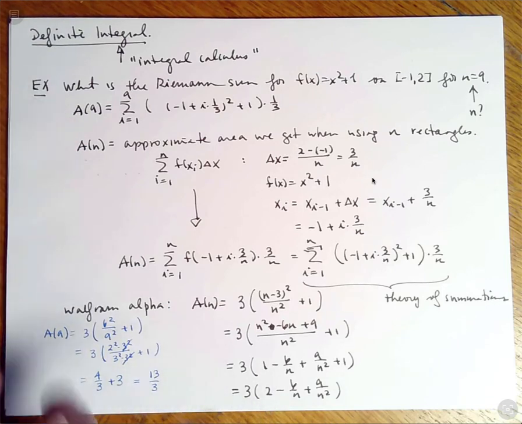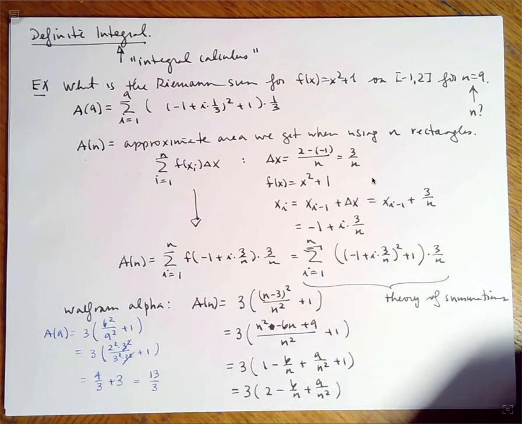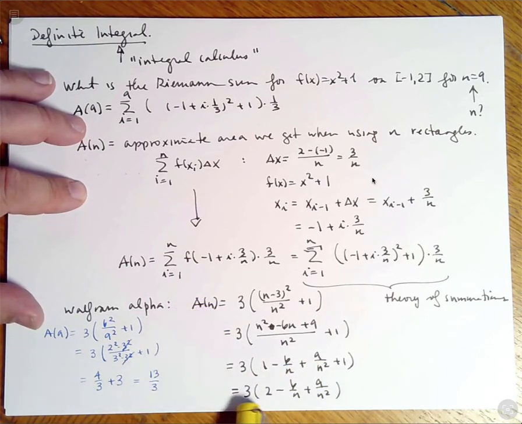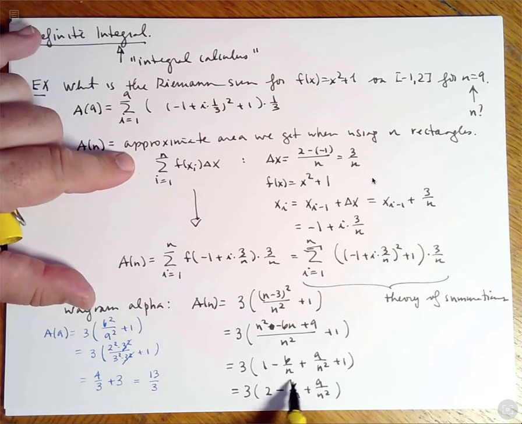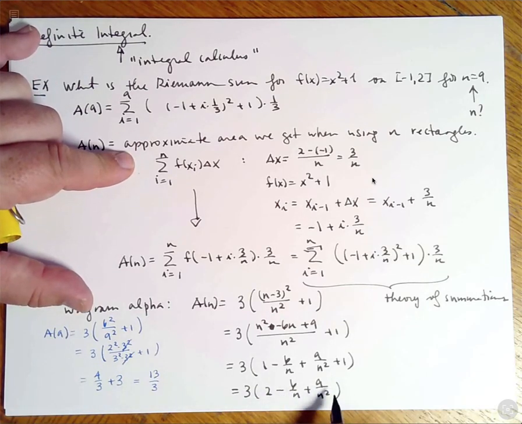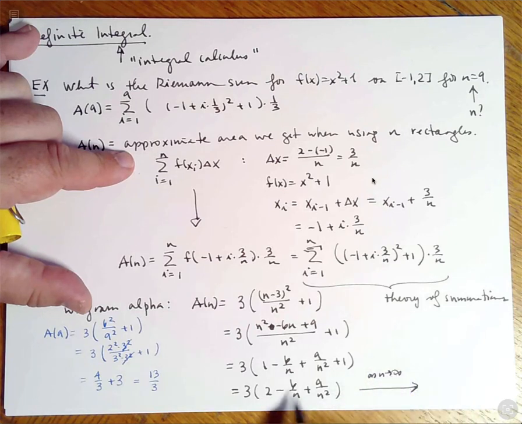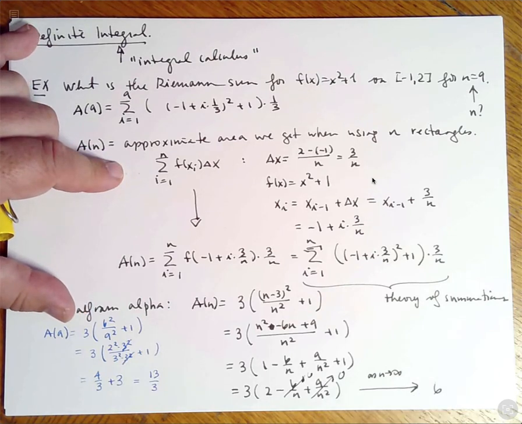What I want to point out to you is what this tells us. As n gets bigger and bigger, where is this number going? Well, as n gets bigger and bigger, this gets smaller and smaller. This gets smaller and smaller. And so, in fact, this goes to 0, and this goes to 0, and you end up with the number 6. And this is the exact area under the curve.